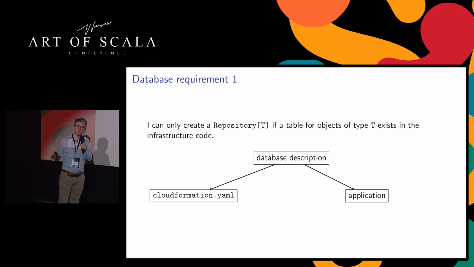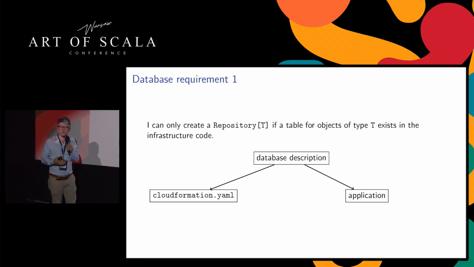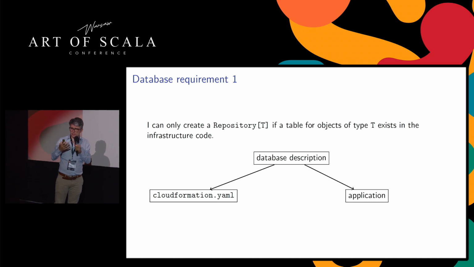So for those who are not familiar with AWS, in AWS you can use CloudFormation, which is a YAML file which describes the resources, for example, tables that you need on AWS. And when you deploy the CloudFormation template, AWS makes sure that the resources that you have ordered will be there.